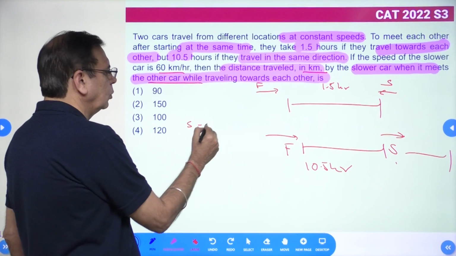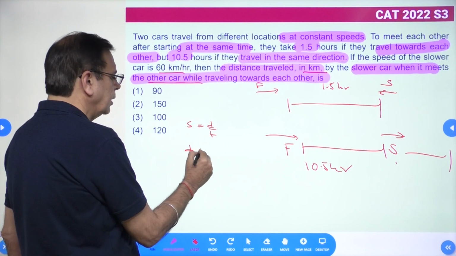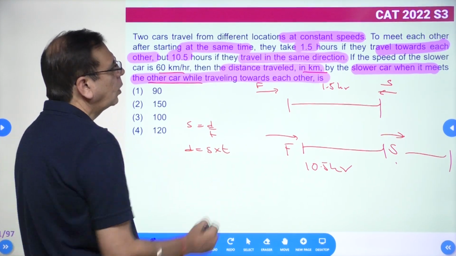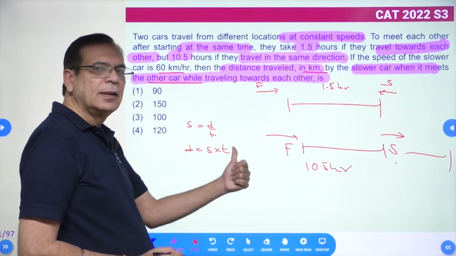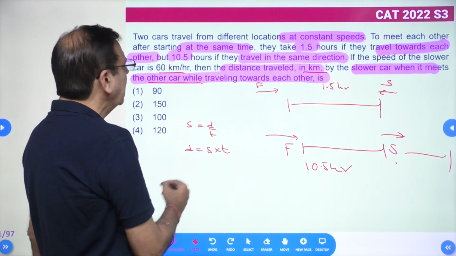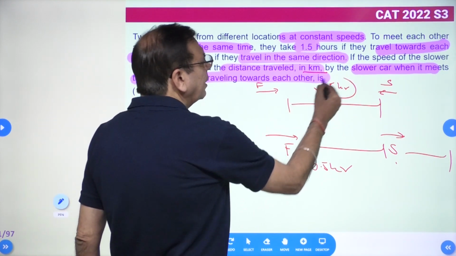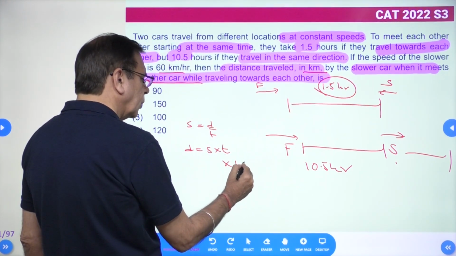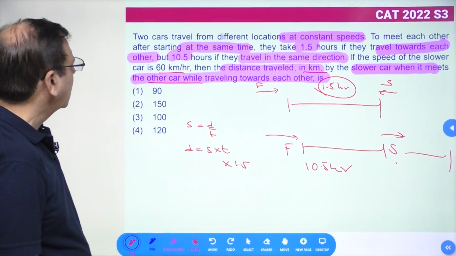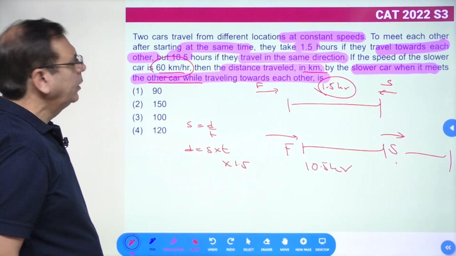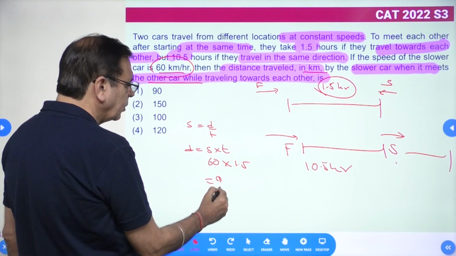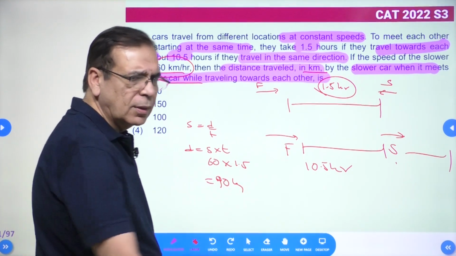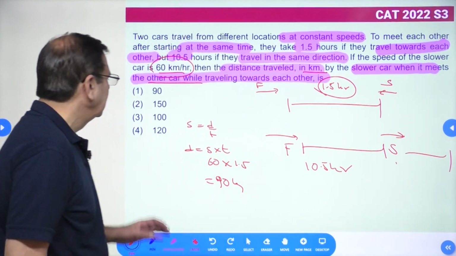We know speed is equal to distance upon time, or distance is equal to speed into time. So if I want the distance traveled by the slower car, I need the speed and the time. Time is given: they meet in 1.5 hours when traveling towards each other. Is the speed of the slower car given? Yes, it is 60 kilometers per hour. So this is 1.5 into 60, which is 90. So the answer has to be 90.